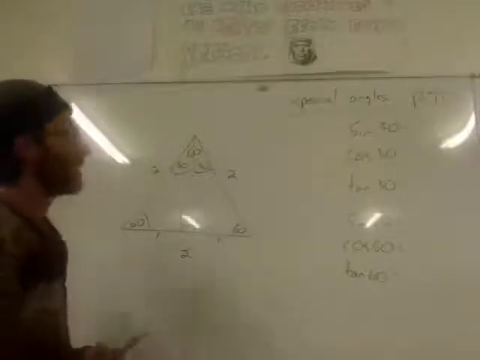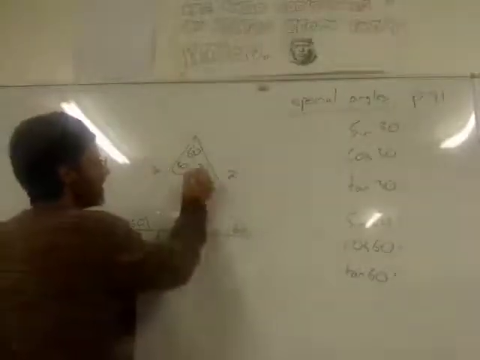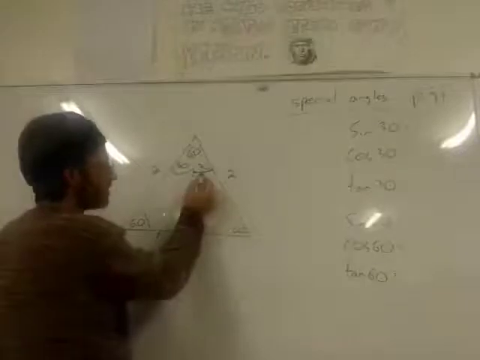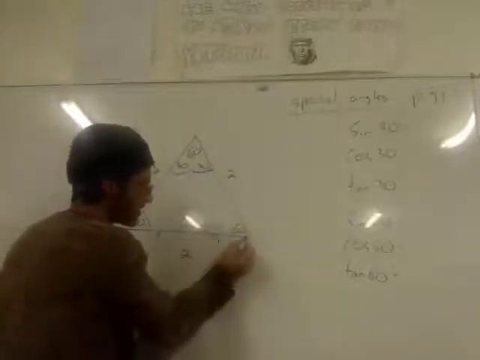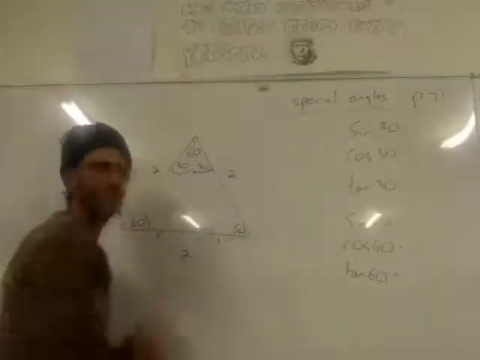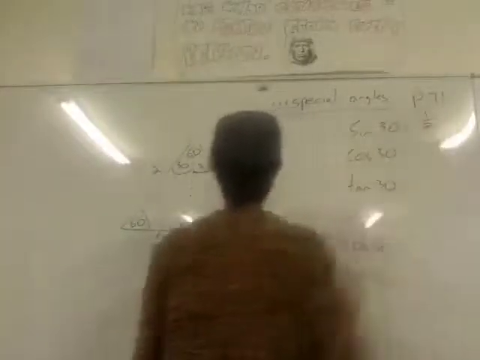Okay? What is sine 30? Sine 30 is the sine of this angle. Let's just look at this triangle now, on the right side. Okay? Sine 30 is the side opposite divided by the hypotenuse. It's 1 over 2. 1 over 2.